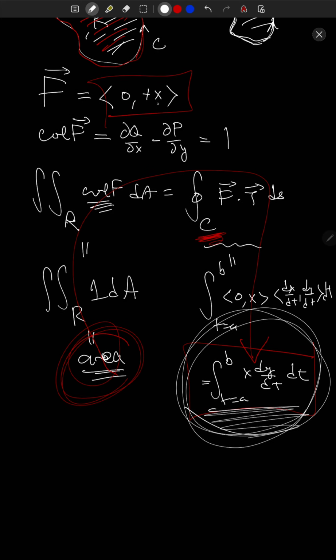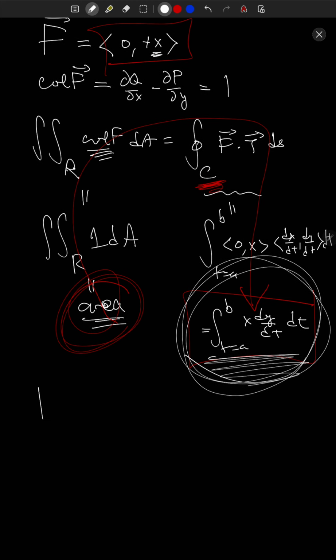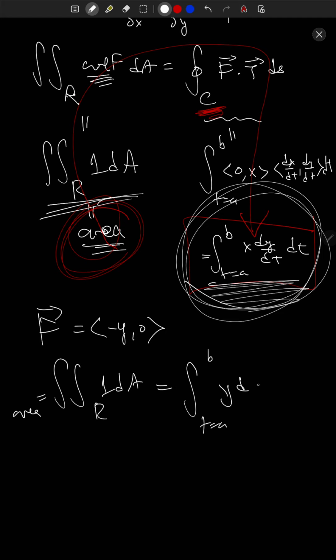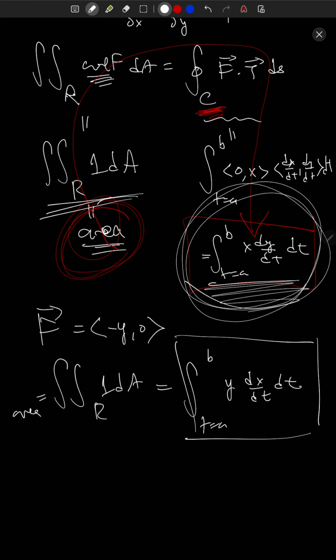One thing you can say is, why use 0, comma x? Well, you could have done the same thing with f equals minus y comma 0. Same idea. The left-hand side will still be the integral of 1 dA, which equals the area. The right-hand side this time will be the integral from t equals a to b of y dx/dt dt, which again you can calculate just by walking along the boundary.